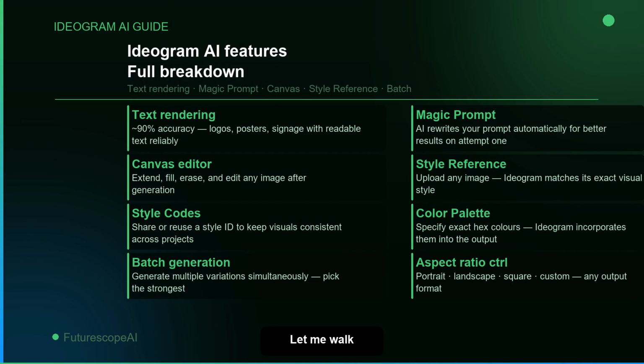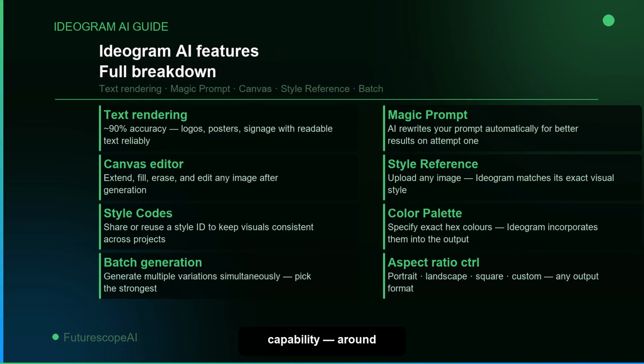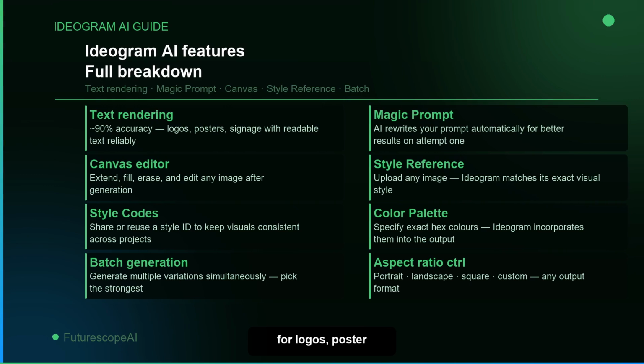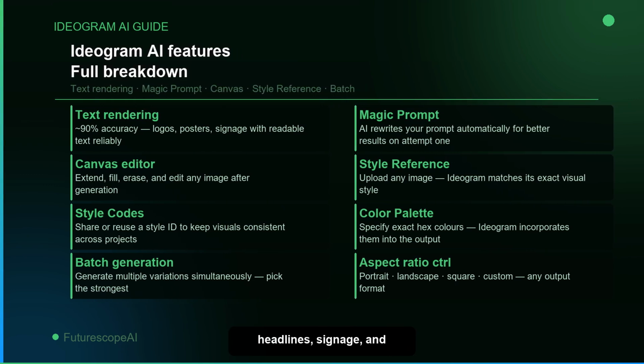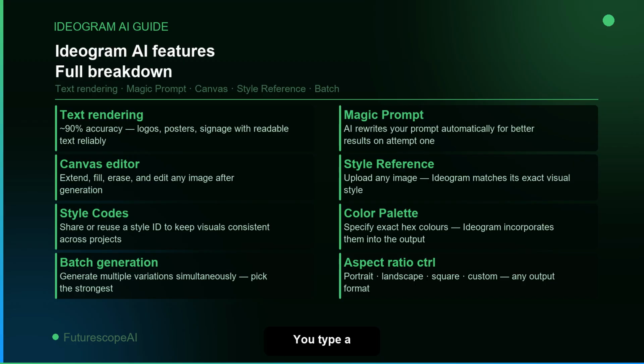Let me walk through every major Ideogram feature. Text rendering, the defining capability, around 90% accuracy for logos, poster headlines, signage, and social graphic copy. Magic Prompt, Ideogram's built-in prompt enhancement. You type a basic description, Magic Prompt rewrites it with richer detail to produce better results on your first attempt. Canvas editor, after generation you can extend the frame, fill blank areas with AI content, erase and replace elements, and make iterative edits without leaving the platform.